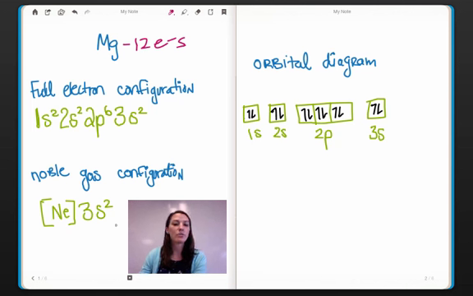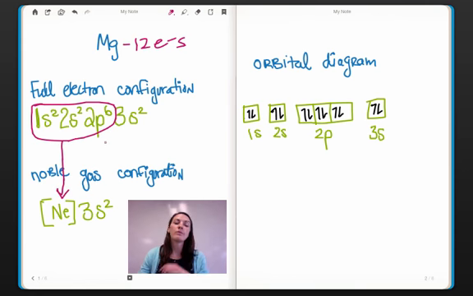If we want to do our noble gas configuration for that, we go back to our last noble gas, which is neon, and then finish up from there, 3s2. So this is the noble gas configuration for magnesium, which is represented by neon in brackets, then 3s2.